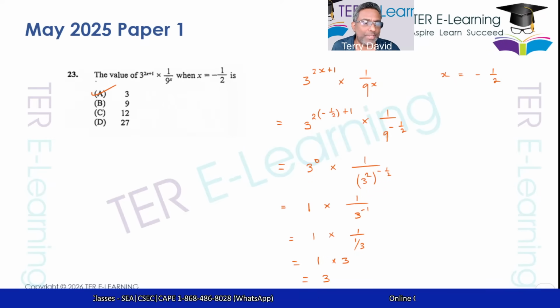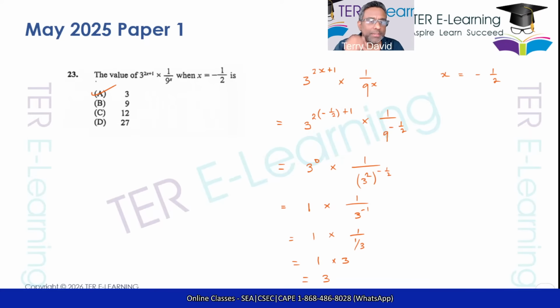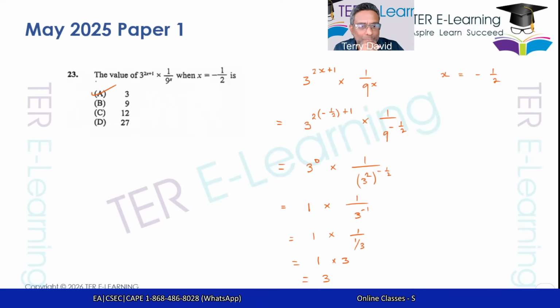There's some tricky questions in this one, right? Right, so that's 23. Yeah, there are a few tricky questions in this paper. I can see that.